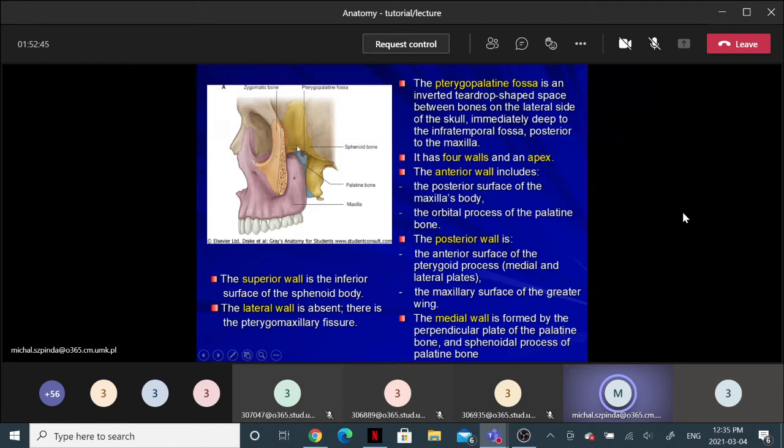So all structures starting with the pterygopalatine fossa and passing inferiorly exit 3 or 4 foramina on the inferior surface of the pyramidal process of palatine bone: 1, the greater palatine foramen, and 2, 3 lesser palatine foramina.